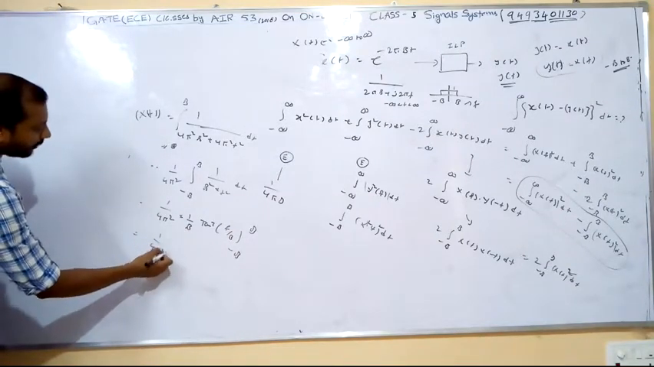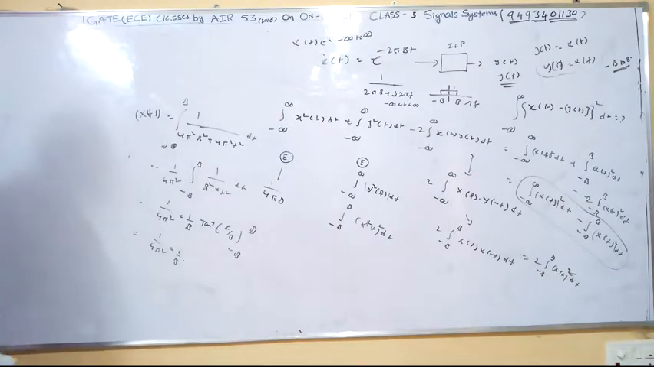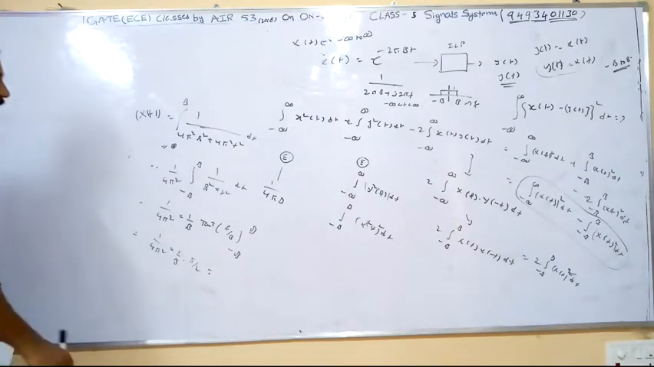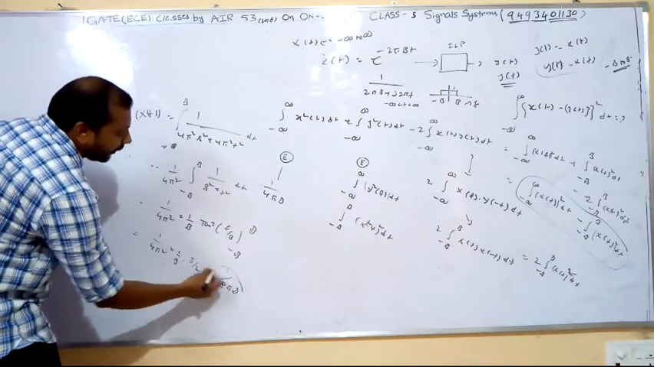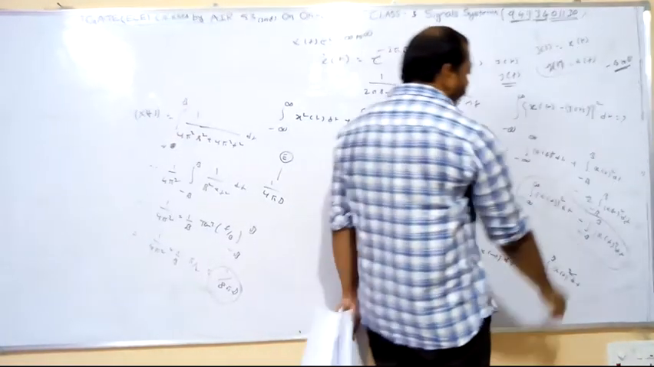This value will become 1 by 4π² into 1 by b into tan inverse of b by b, that is nothing but π by 4 plus π by 4, which is equal to π by 2. This will get cancelled. The final value is equal to 1 by 8πb. This is the value of this expression, the integral from minus b to b of |X of f| whole square.